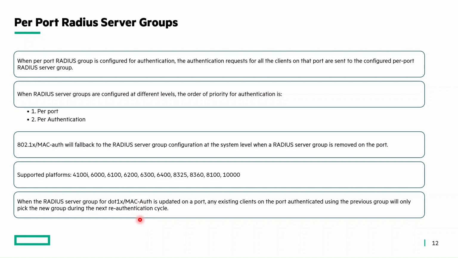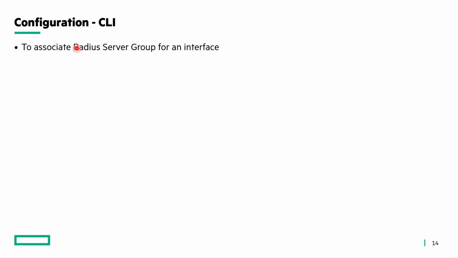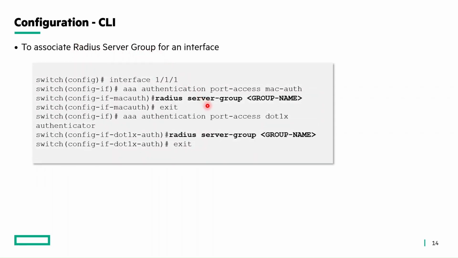So let's see the configuration. First, to associate the radius server group for an interface, we have to go to the interface level, specifically the MAC authentication or .NX authentication. Here we can associate the per port radius server group.